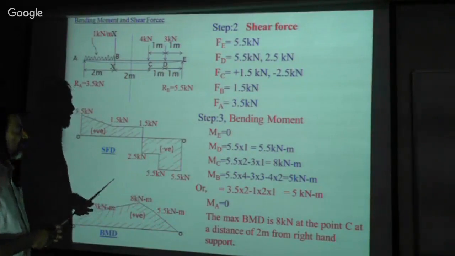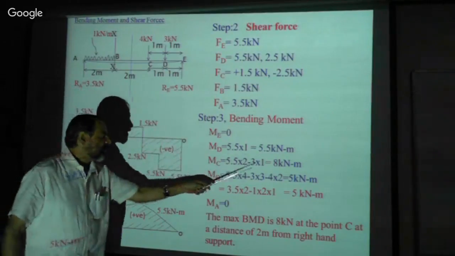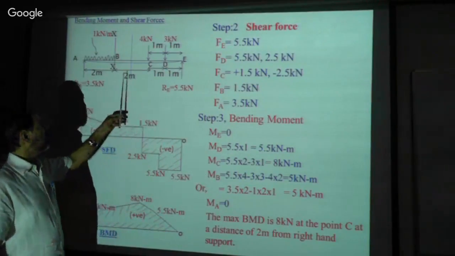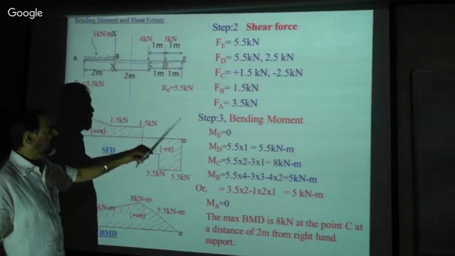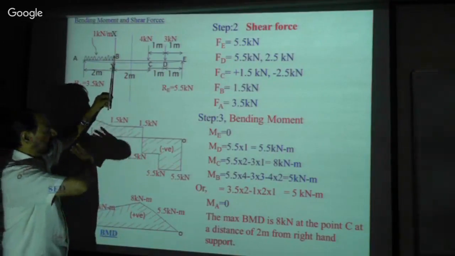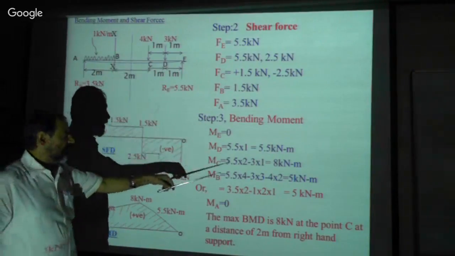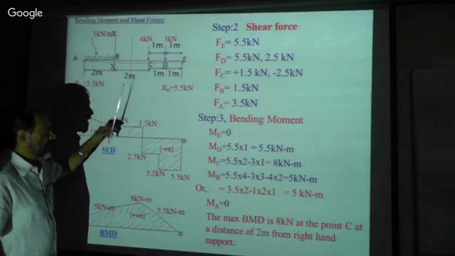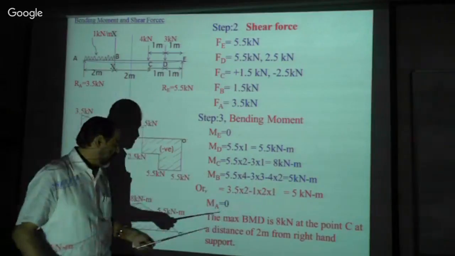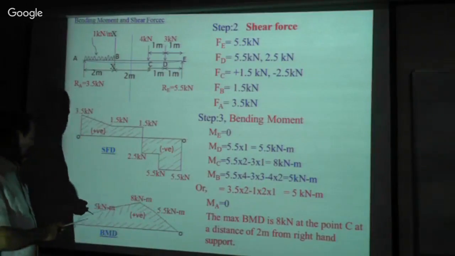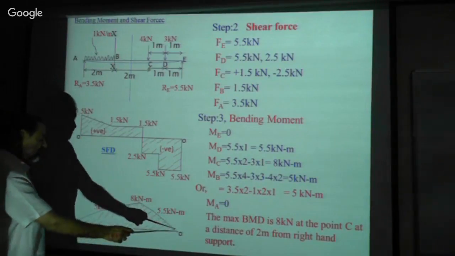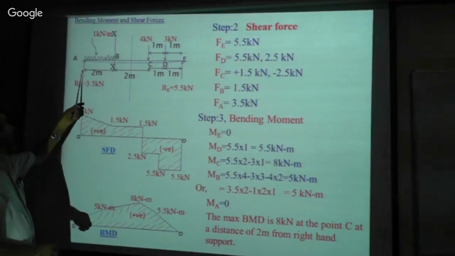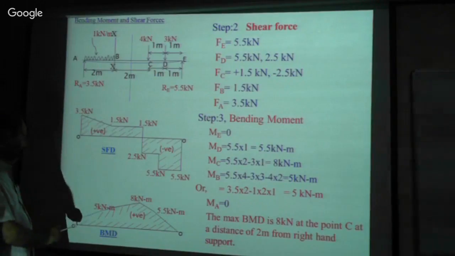Now, when you consider the right hand side, you will get the moment at B. One example I have given here. At B, if you consider the right hand side, we will get 5 kilonewton meter. If you consider the left hand side, we will get 5 kilonewton meter. Isn't it? Now, calculate this and take a reference 0, and below this UDL, it is a parabolic line.